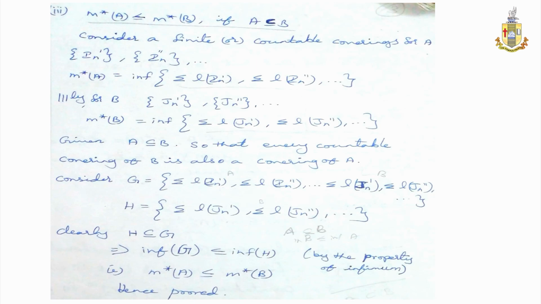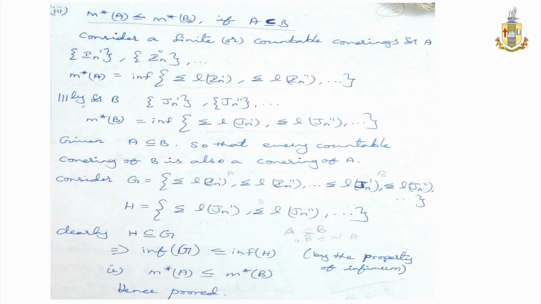So now we are going to consider two sets G and H in such a way that G is equal to summation L of In dash, summation L of In double dash, etc., summation L of Jn dash, summation L of Jn double dash, etc. And the set H is represented as summation L of Jn dash comma summation L of Jn double dash comma etc. So while seeing these two sets, it's clear that H is contained in or equal to G.